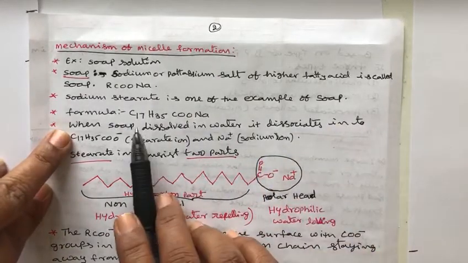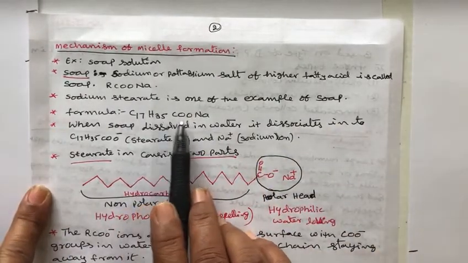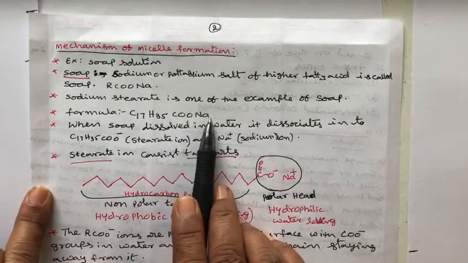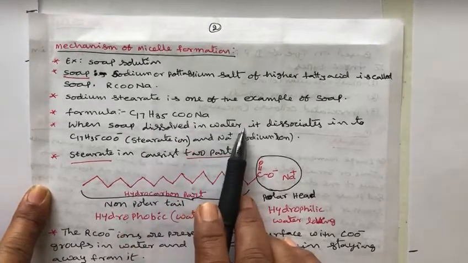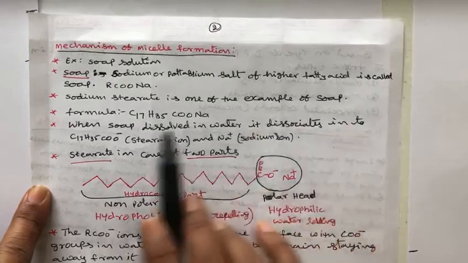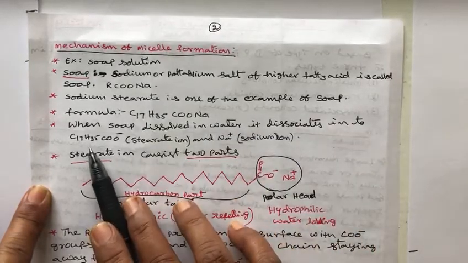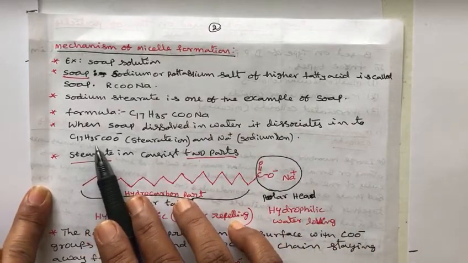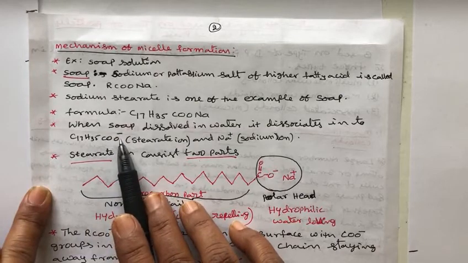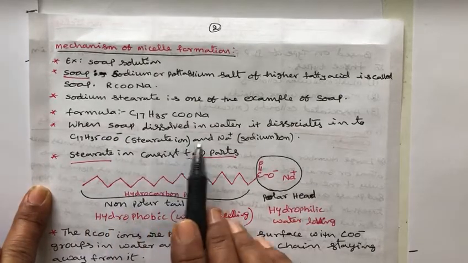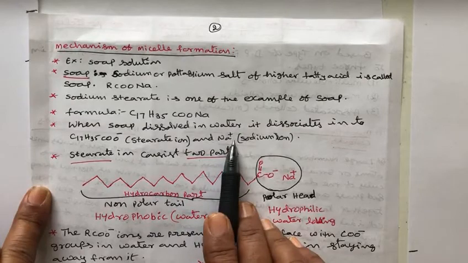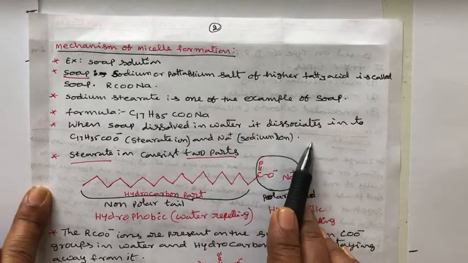The formula is C17H35COONa. When soap is dissolved in water, it dissociates into two parts, that is two ions: the C17H35COO minus ion, that is called stearate ion, and the Na plus ion, that is called sodium ion.